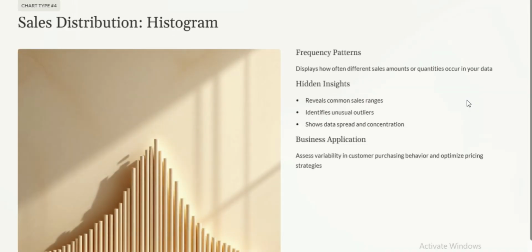Histogram is used for sales distribution. Histograms show how frequently sales values occur. They help identify common sales ranges as well as unusual values or outliers. As you can clearly see, the given attached figure here shows the histogram diagram where we have vertical bars representing our data. So these are histograms showing the sales values. So you can have a look at the figure.